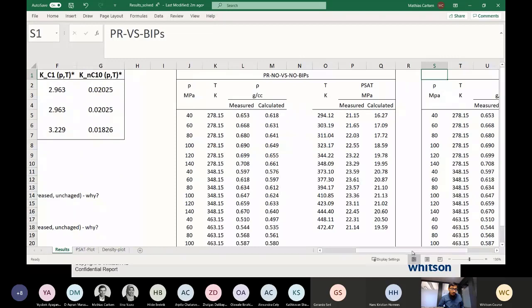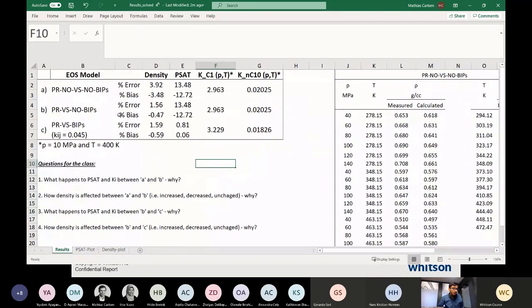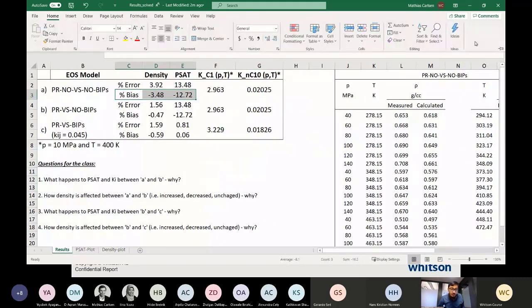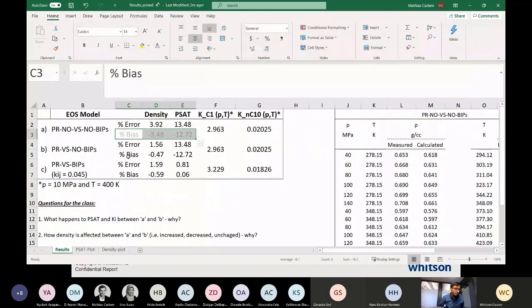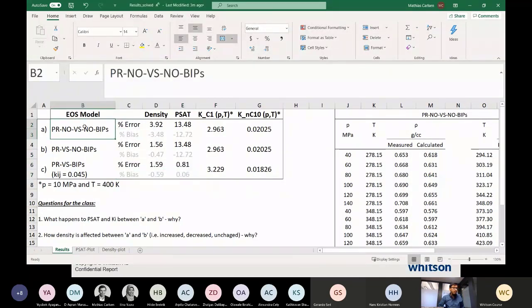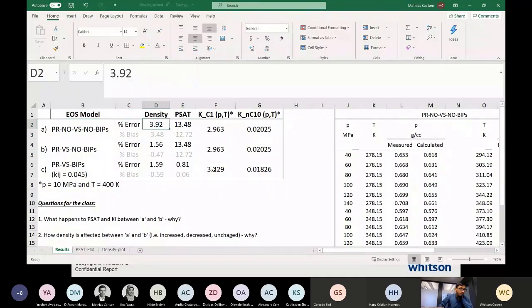And if you look at this summary table here, just forget about these numbers. Just grade bias numbers. We will not discuss these here. So if we look at this first case without the volume shift and binary interaction parameter, we can see the percentage total error in the density calculation. That's about 4%. The saturation pressures are about 13% off.